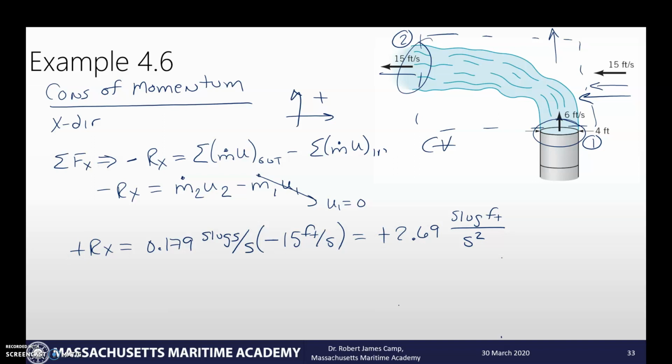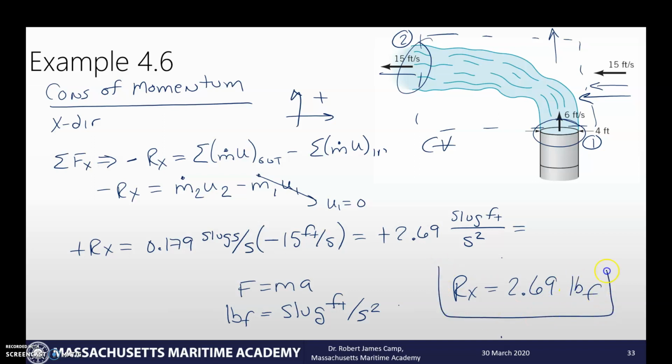Slug foot per second squared is not a unit of force, but we can always look at things and go, oh, that's right. Force is equal to mass times acceleration. 1 unit of force is a pound force. 1 unit of mass is the slug. 1 unit of acceleration is a foot per second squared. Glad I caught myself on that one. So a slug foot per second squared, which is actually what we've got right up there, is equal to a pound force, so I can say that the force of the wind that's pushing this is 2.69 pound force. And there we go.